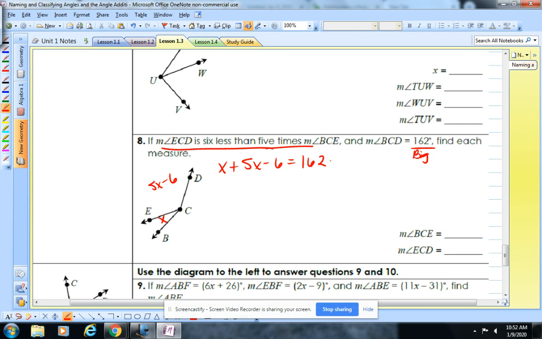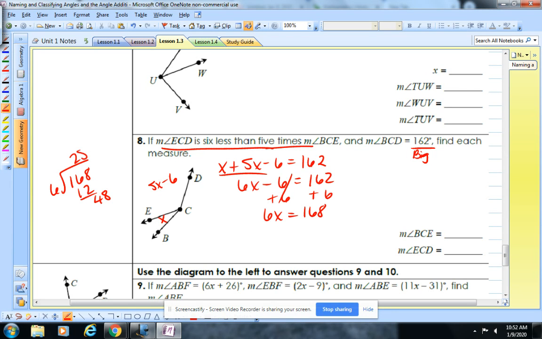So then what? Yeah, like terms. X plus 5X is 6X. And then I add my 6 on both sides. 6X equals 168. 6 goes into 168. 6 goes into 16 twice, 12, 48. 28 times, right? Y'all agree?